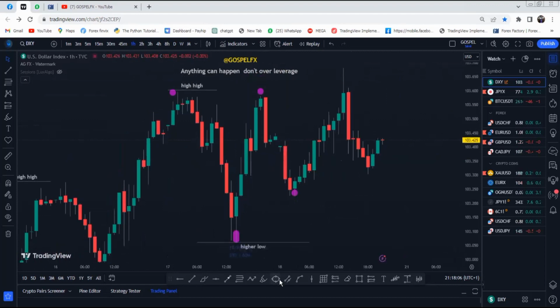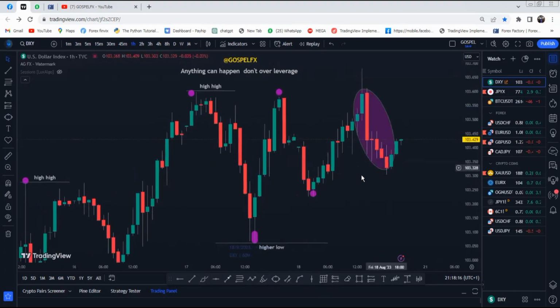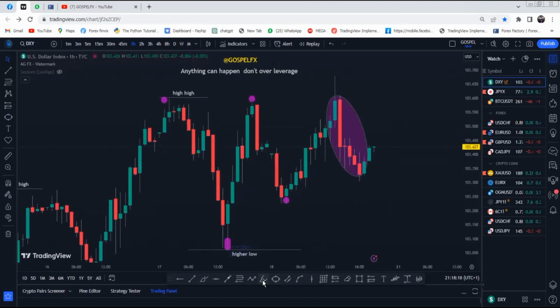I want us to look at this particular point, this pullback here on a lower time frame. Remember, if you're a day trader, then you should have been buying at this point. You'll be buying here at this low, somewhere here.